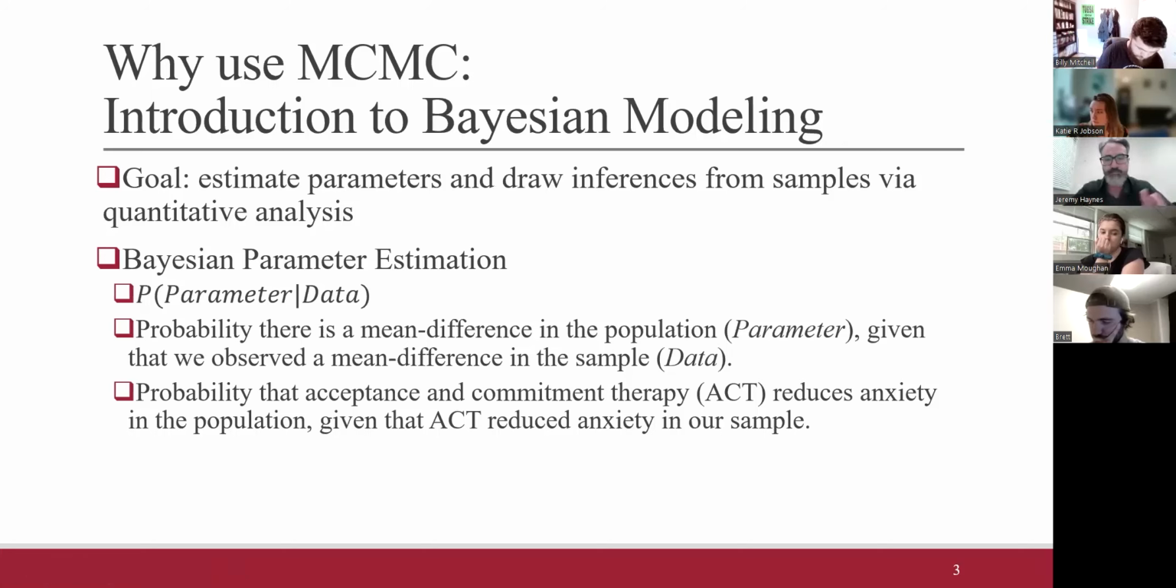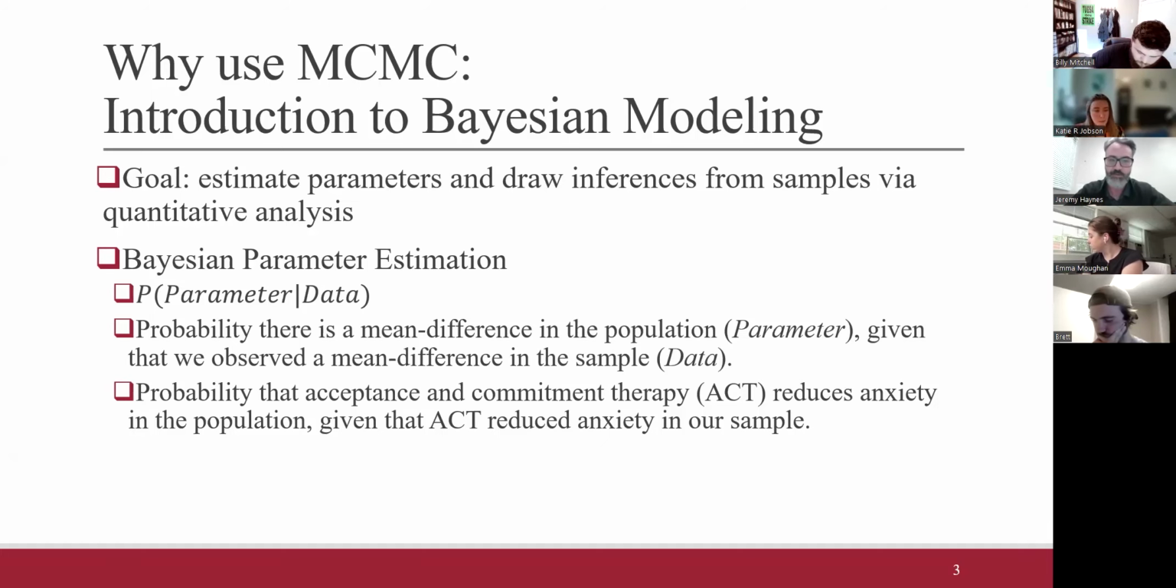We use MCMC, at least with Bayesian modeling, because we're performing some sort of quantitative analysis. And regardless of which framework you're using, frequentist or Bayesian, our ultimate goal is to estimate parameters and draw some sort of inference from samples of data that we collect. With Bayesian parameter estimation, we are typically focused on estimating the probability of a parameter given our data, given the sample of data that we've obtained.